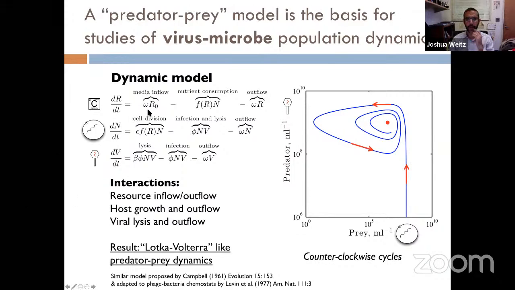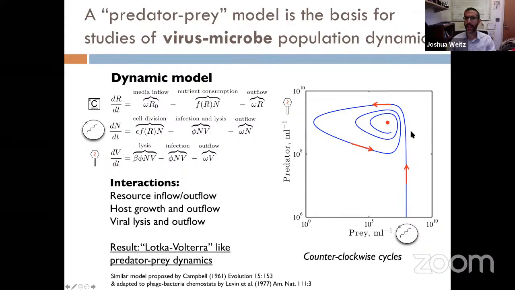And just to remind folks, I will be using similar models today. Here I have a simplified system of resources, cells, and viruses, where media is coming in, and resources, cells, and viruses are leaving. The cells take up nutrients and then lead to new cellular biomass and new cells. These are then infected, and then with a burst size beta, new virus particles are released.